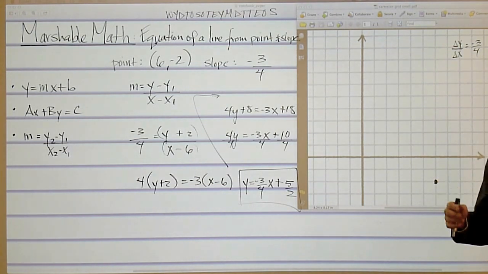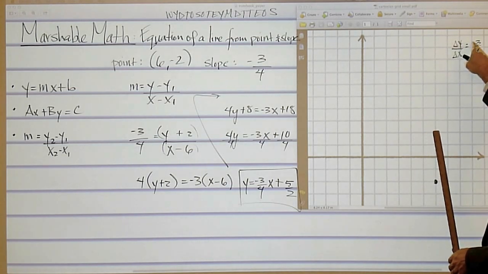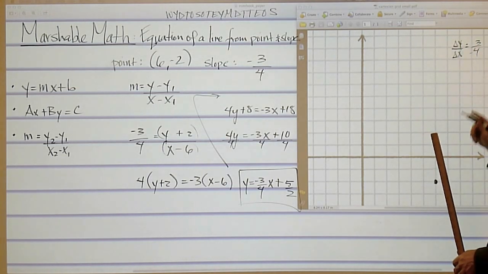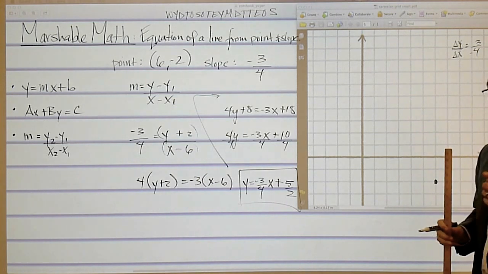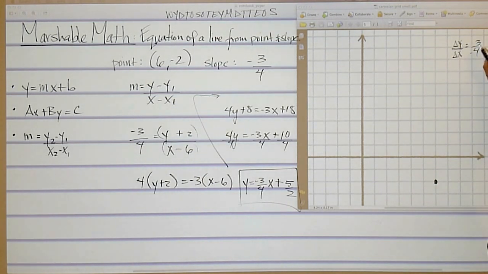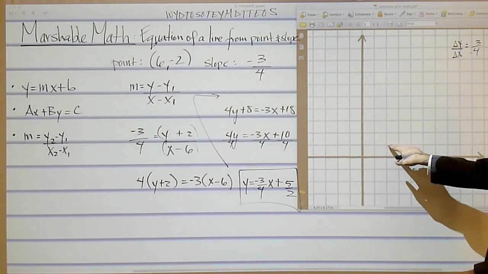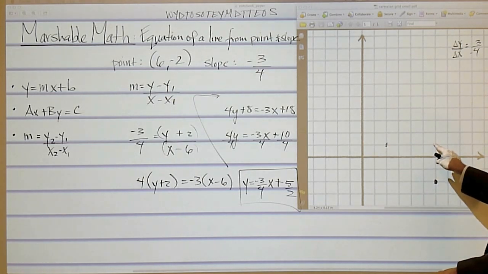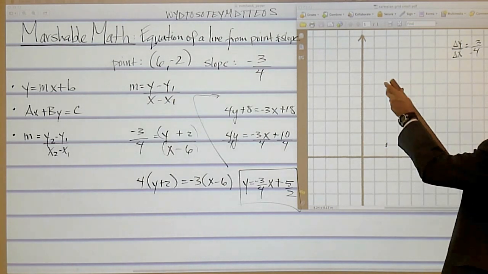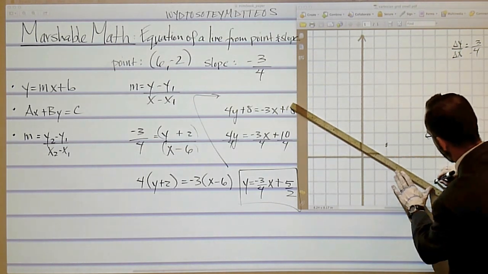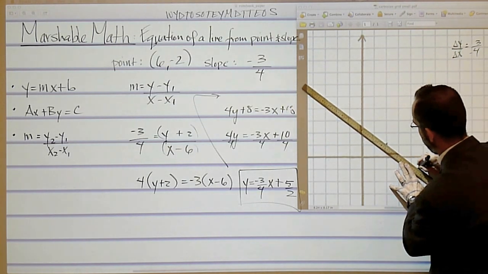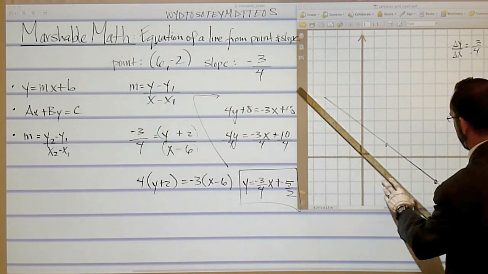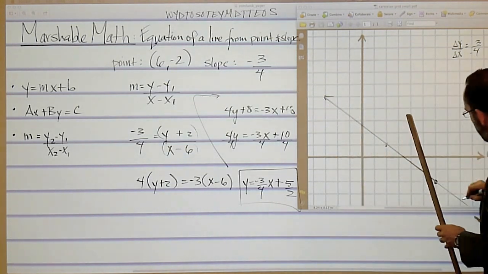But it doesn't matter where we put the negative, right? I can put the negative with the y value, or I can put it with the x value, provided it's not both. Provided it's just one. So this means I can go up 3 and left 4. Let's do that instead. So up 1, 2, 3, left 1, 2, 3, 4. That should be it. Okay, should look something like that.